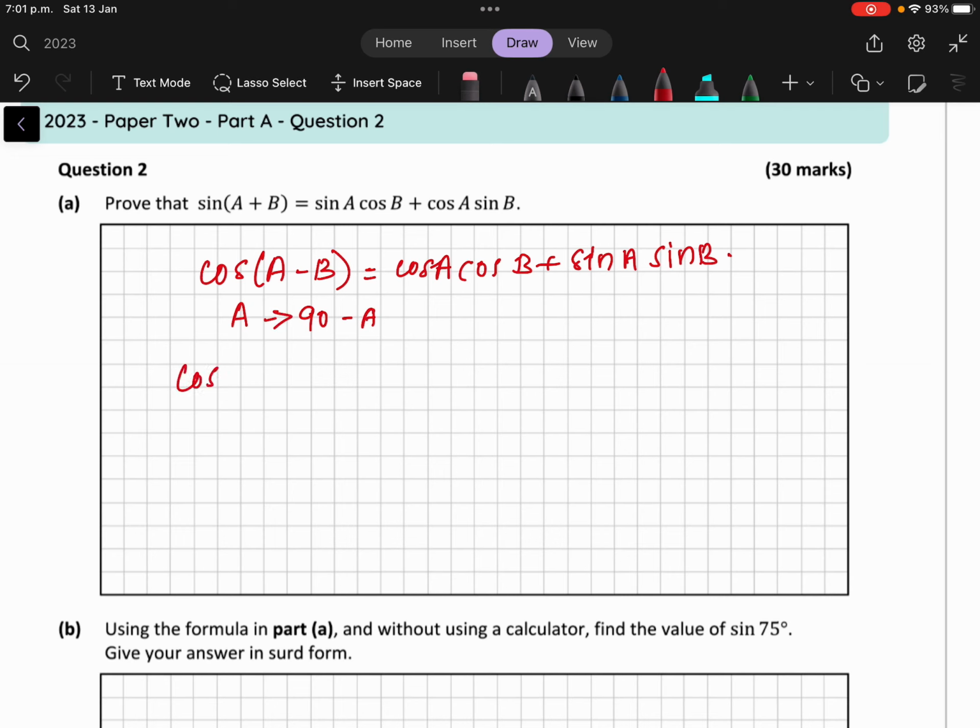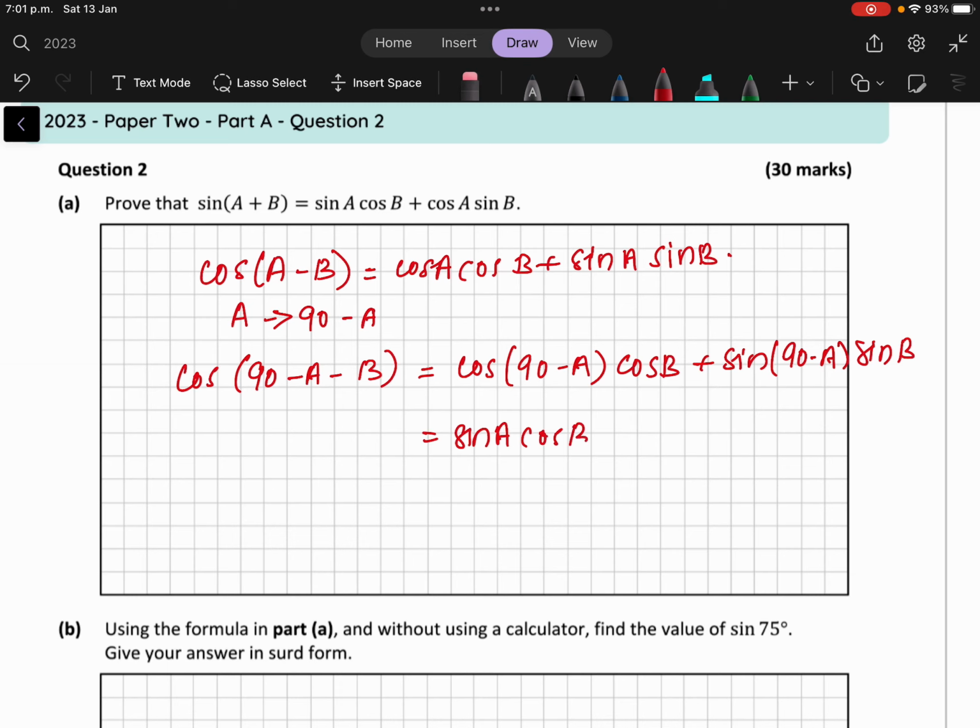So cos(90 − A − B) is equal to cos(90 − A) cos B plus sin(90 − A) sin B, and cos(90 − A) is equal to sin A, which is nothing but sin A cos B plus cos A sin B. On the left hand side also, ideally it is cos(90 − A − B), so that will become cos(90 − (A + B)).